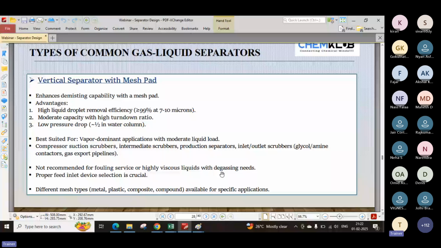So there are different mesh types, majorly metal, plastic, composite, and compound. But majorly these are made up of wire, and generally it is stainless steel wire.